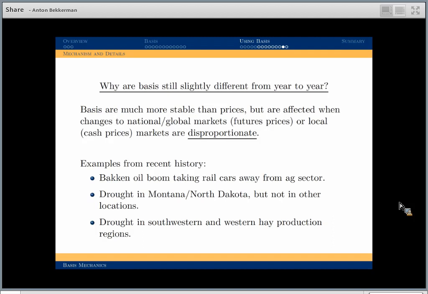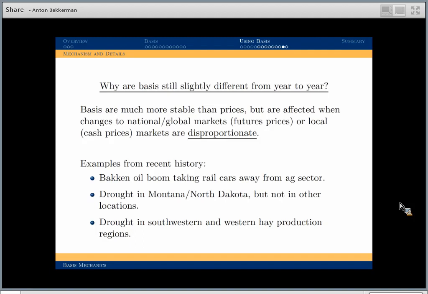But because the oil boom wasn't happening in the rest of the world or the rest of the US, futures prices didn't change that much, but cash prices did. And so cash prices dropped by a lot, futures prices stayed about the same, and so bases plummeted. Okay, and as soon as that oil boom went away, bases returned back to normal.